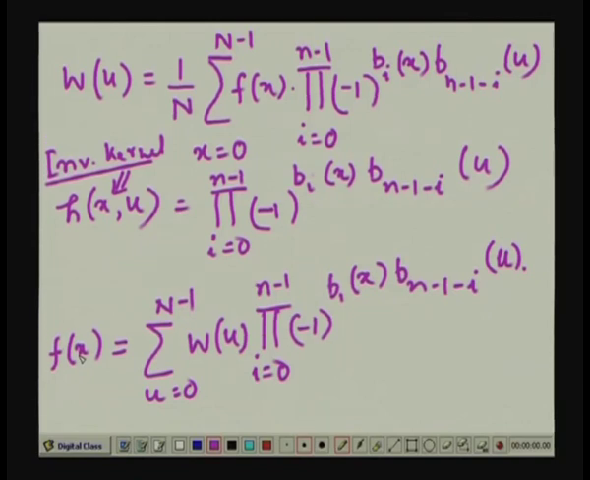So, here you find that the discrete Walsh transformation, both the forward transformation and the inverse transformation, are identical. Only thing is there is a difference of the multiplicative factor 1 upon capital N, but otherwise because the transformations are identical, the algorithm used to perform the forward transformation can also be used to perform the inverse Walsh transformation.